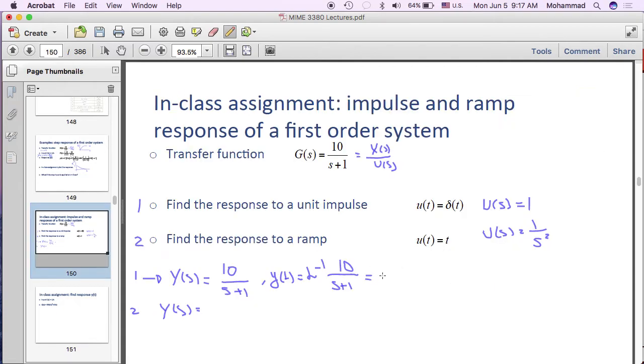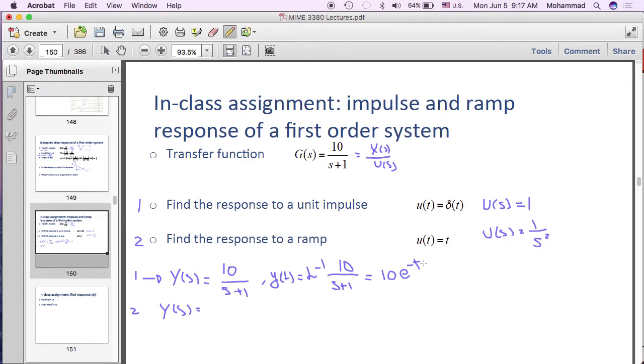10 e to power minus t. Again, is it a surprise that you see the pole as the exponent in the response? No, that's supposed to be like that. If you saw anything else, we should go double check our solution.